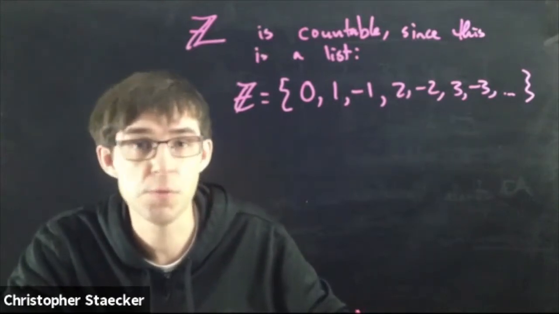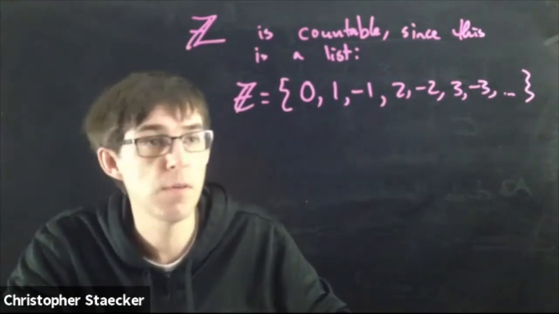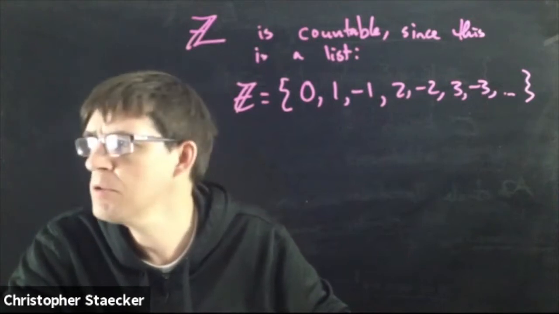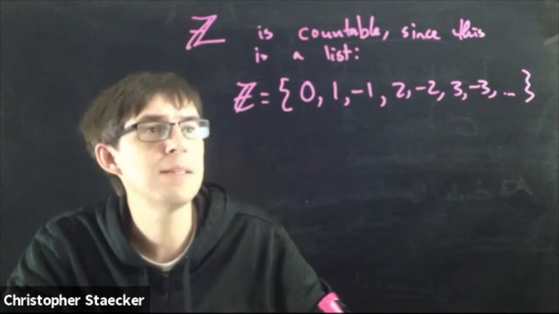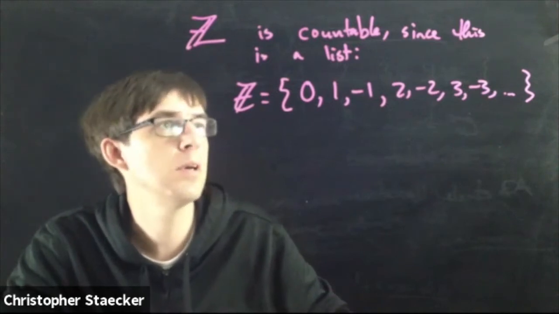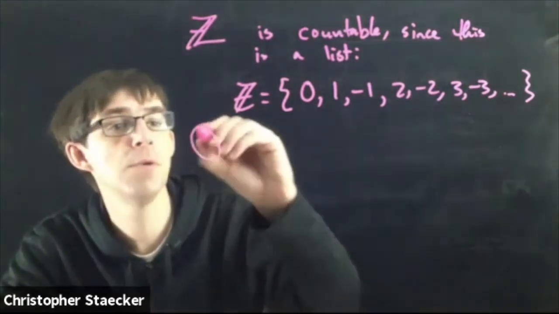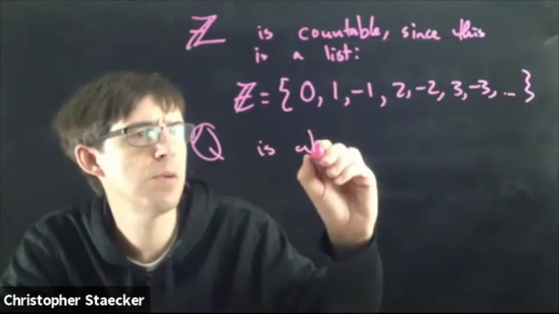That's what it means to be countable. It means you can make a listing, one after another, of all the elements. All right. Any questions about that so far? This is what countable means. All right. Let's talk about Q. Q is also countable. This is kind of a surprising fact, maybe. Q is also countable.